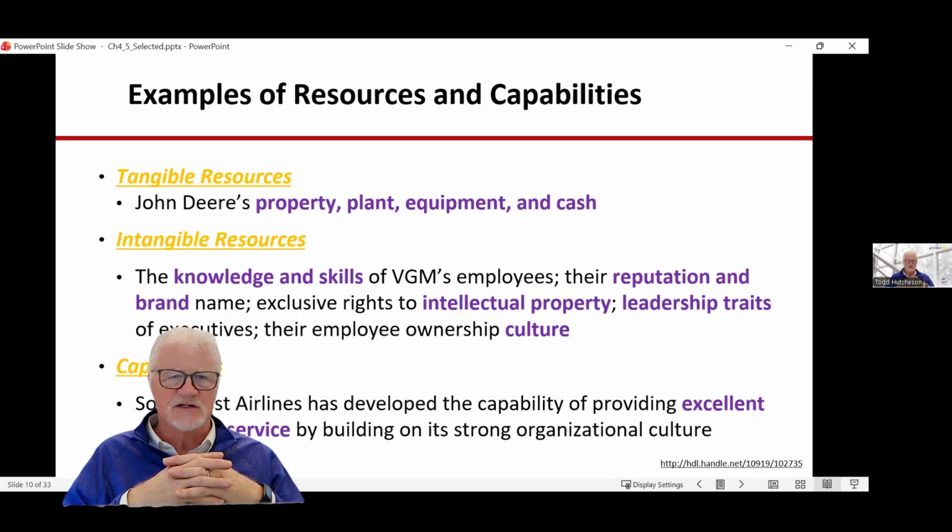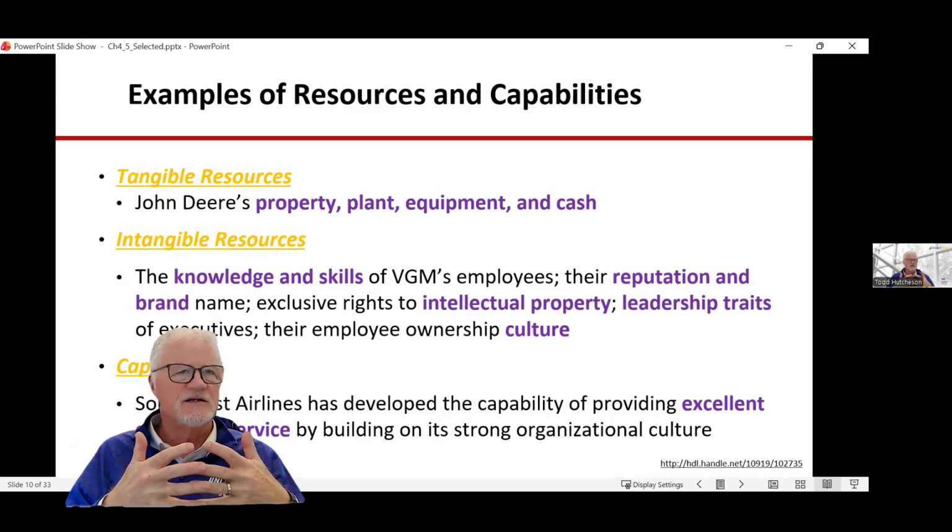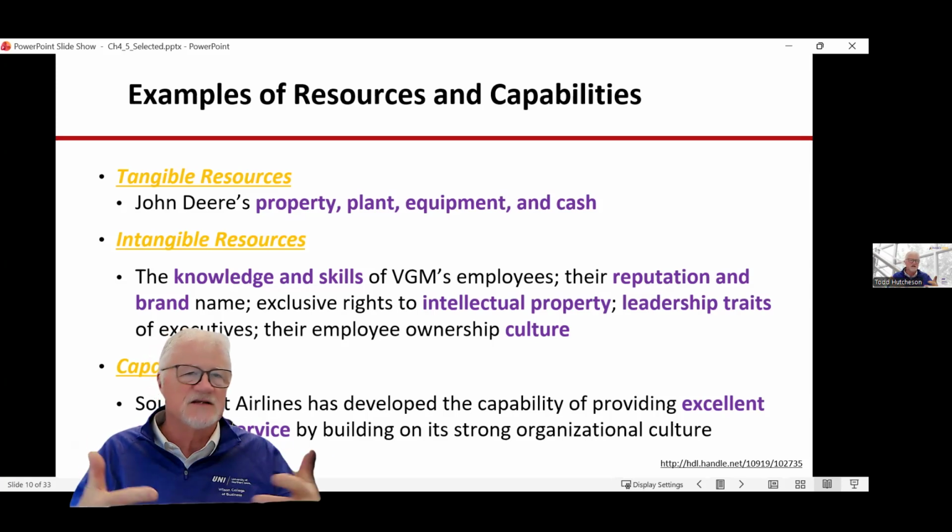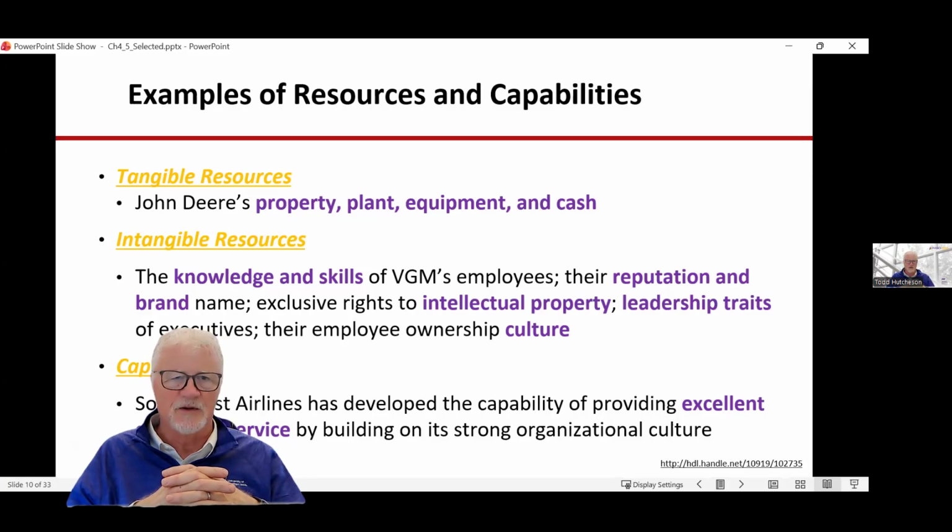Knowledge and resources, intangible resources. BGM locally has an excellent reputation and brand name. They have exclusive rights to intellectual property that they maintain, and the leadership traits of their executives and their employee ownership culture make it a special place. So they're difficult to imitate. Even though it's not a tangible thing, it's an intangible thing that's difficult to copy.